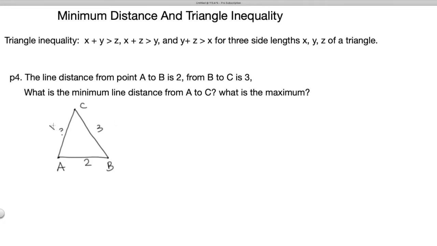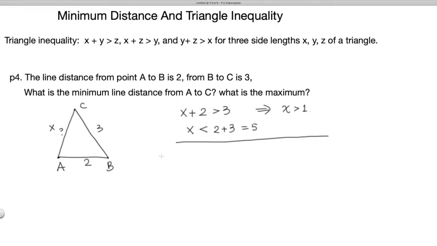If I call this x, then we know that x plus 2 has to be bigger than 3, which means that x has to be bigger than 1. At the same time, x cannot be too large. It has to be less than the sum of the other two lengths, so x has to be less than 2 plus 3, which is 5. So the result is very simple: the minimum is 1 and the maximum is 5.